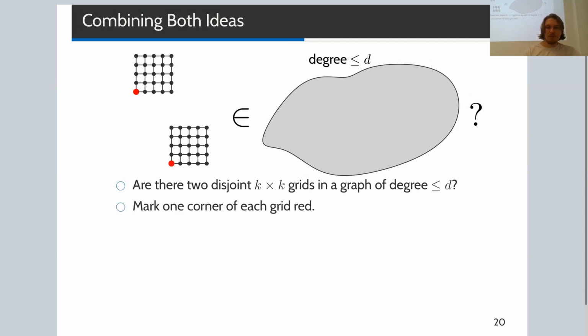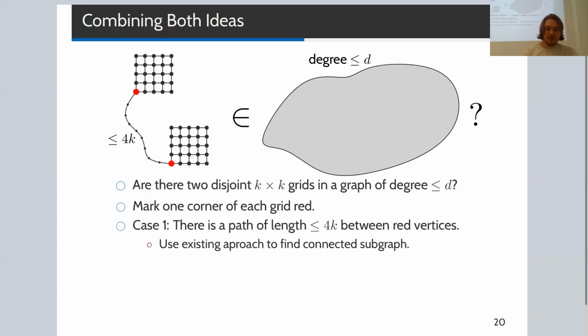The way we're going to proceed is we mark one corner of each grid red. So now we have these 2 red corner points, one for each grid. The first case is we look for grids where the 2 corner points have distance at most 4k from each other. If the corner points have distance at most 4k from each other, then we know this diameter is at most 2k, this diameter is at most 2k, which means the diameter of the whole structure is at most 6k.